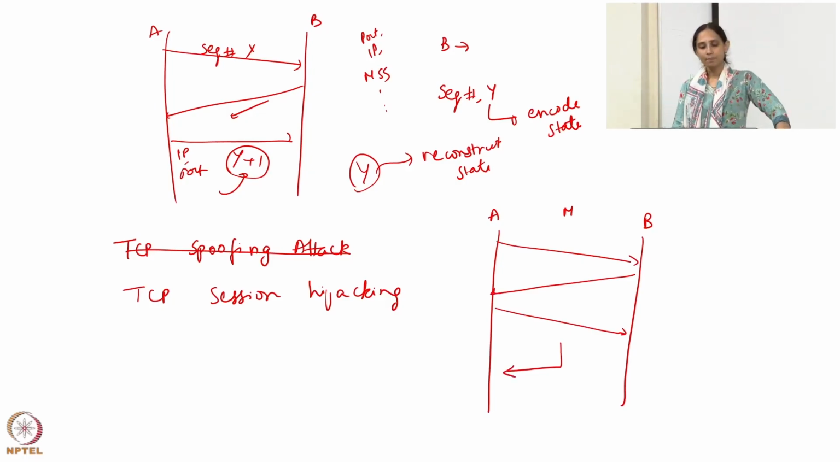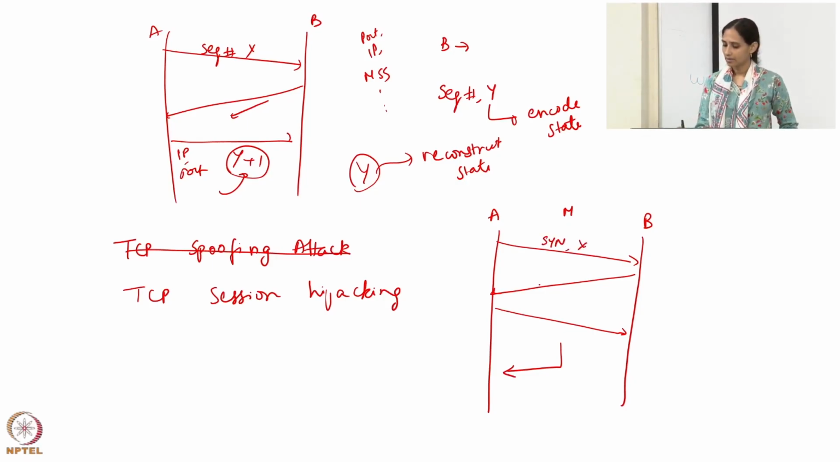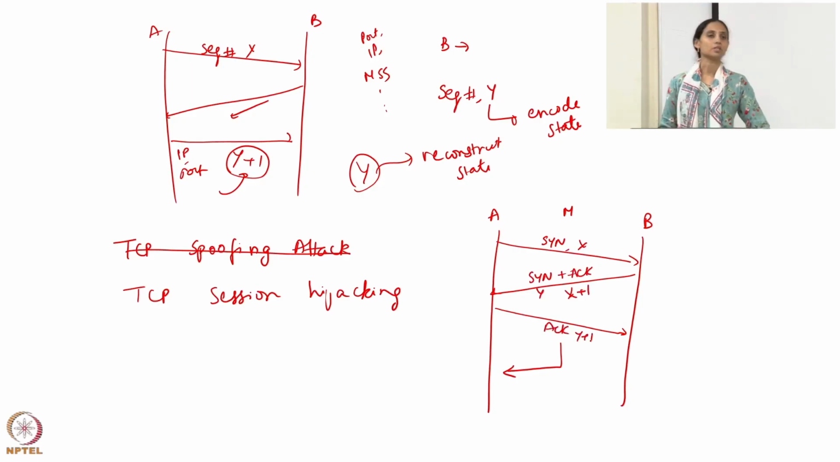Okay, in TCP session hijacking, basically there is a SYN-ACK with sequence number Y and acknowledgment X plus 1, and then there is an ACK which is Y plus 1. Okay, this is the TCP handshake.